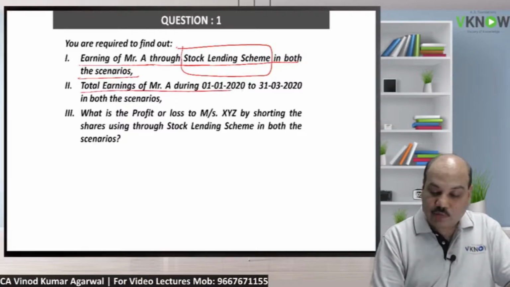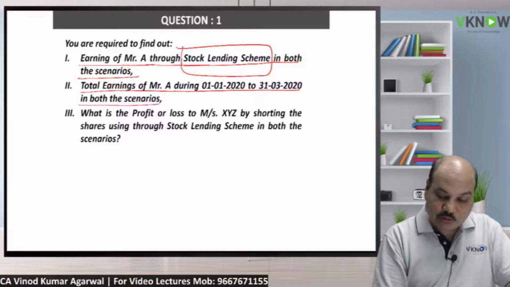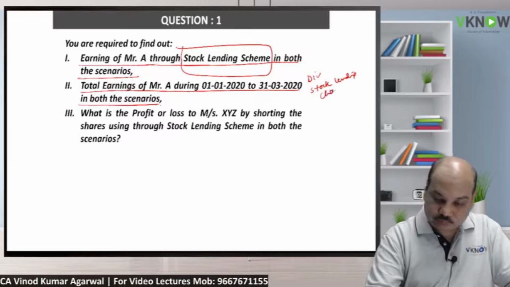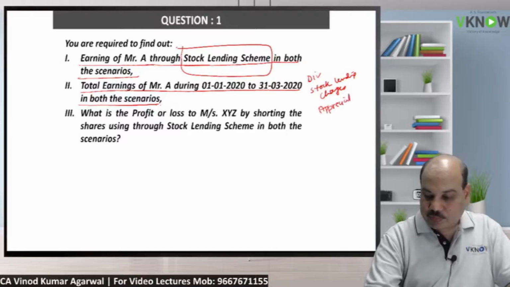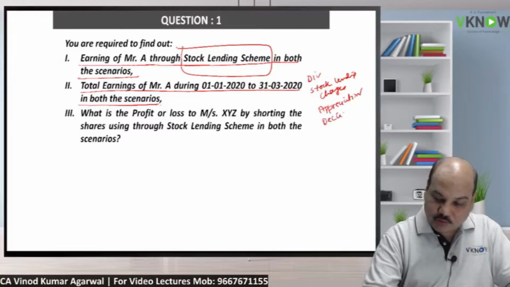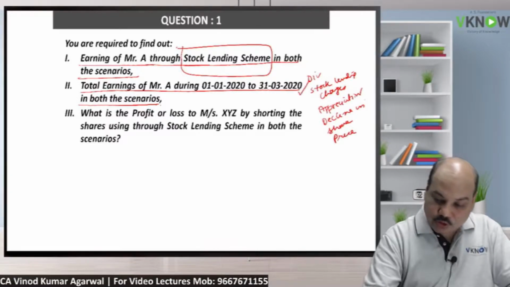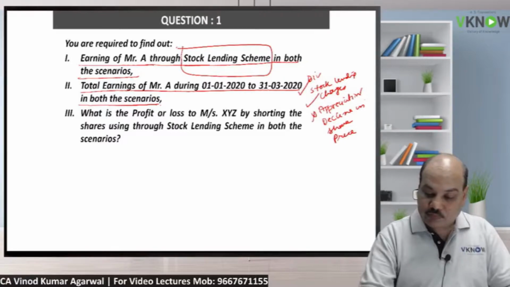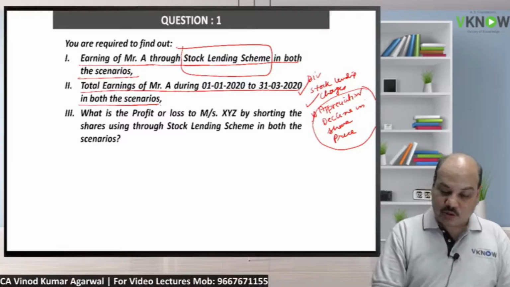And the total earning of Mr. A during 1/1/2020 to 31st March in both the scenarios will be dividend income, stock lending charges, and the appreciation or decline in share price. Our institute has considered these two. They have not considered this. This should also have been considered. So there is a slight small mistake in the answer of the institute, but we will discuss that.